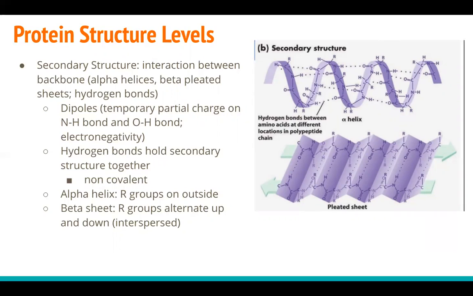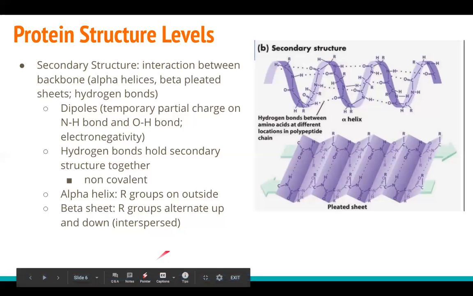The alpha helix looks kind of like a strand of DNA. If it had another helix with it, it would look like a double helix. There are hydrogen bonds in there that hold the backbone together. That's what I like to think of when I look at secondary structure. Like I said, hydrogen bonds are non-covalent. In the alpha helices, the R groups stick out on the outside, away from the helix, and in the beta sheets, the R groups are interspersed up and down in the sheet.